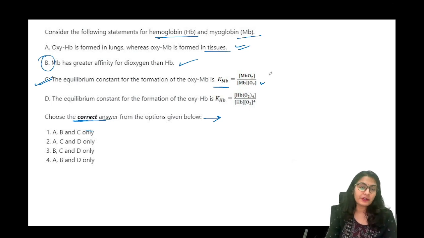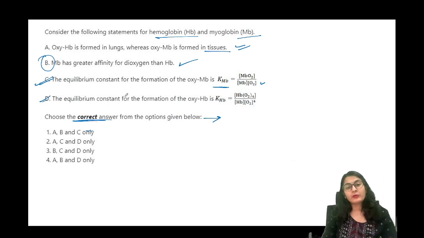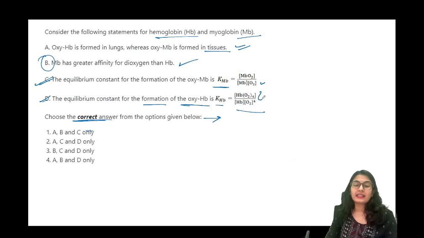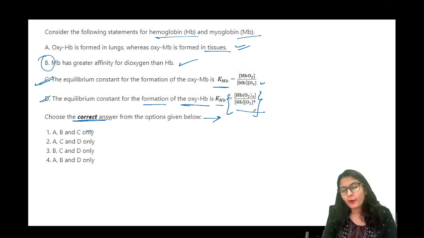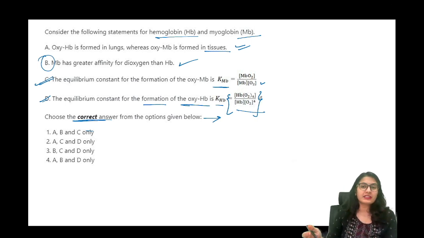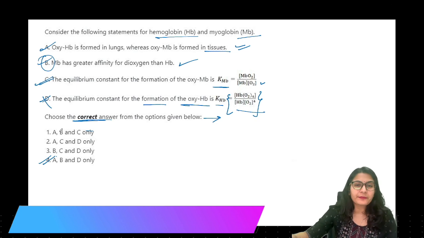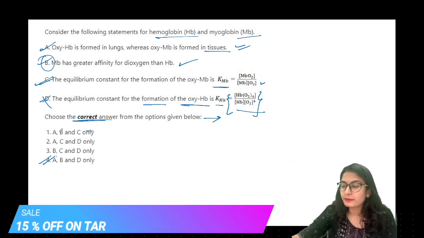Myoglobin is a monomer. However, the equilibrium constant for the formation of oxyhemoglobin, written this way, is not exactly correct because you are going to have 4 different steps. Everything cannot be included into one. There are going to be differences in the rate of reaction. Alright, so we are going to now move onwards and check the correct answer. Okay, this one is wrong. A, B and C are correct. It's going to be option number 1.